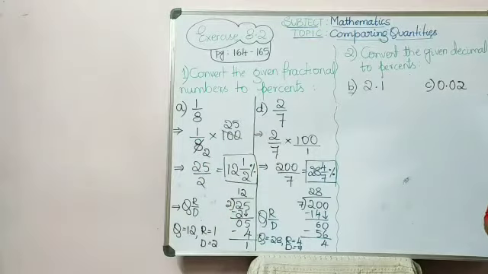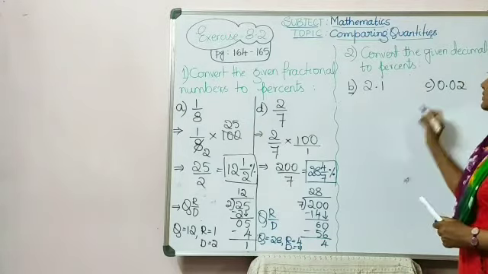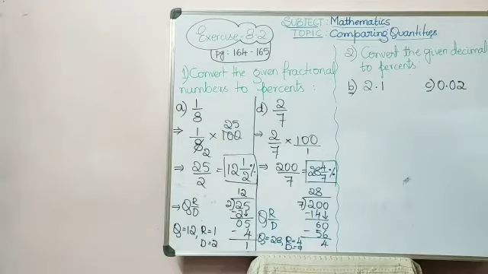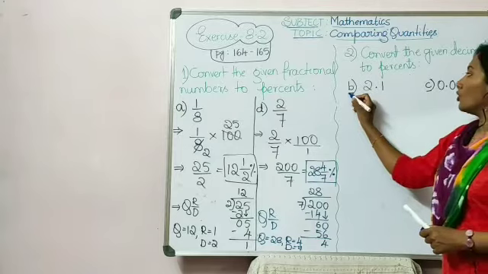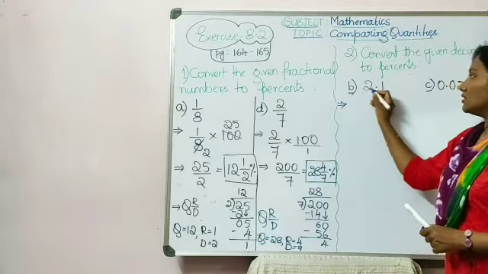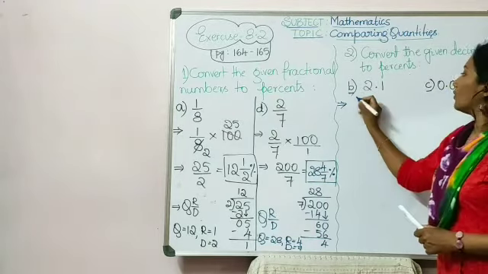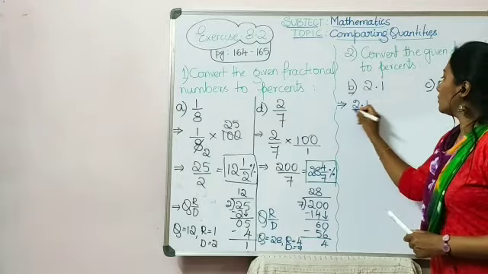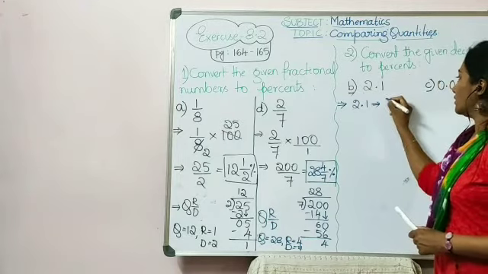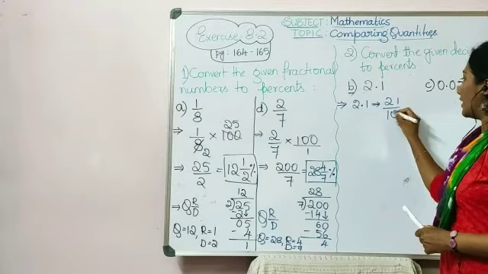Now we shall move on to the second main question, that is convert the given decimals to percents. The decimals are given and we have to convert them to percentage. I'm going to solve B1 and C1. A and D should be written on your own in your classwork. The B1 they have given is 2.1. First we write 2.1 in the form of a fraction. So we get 21 by 10.